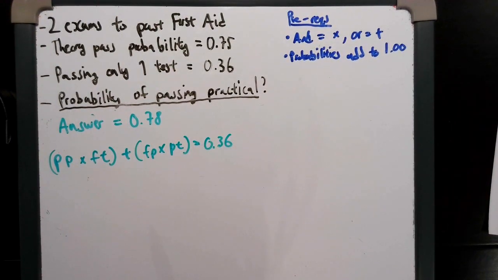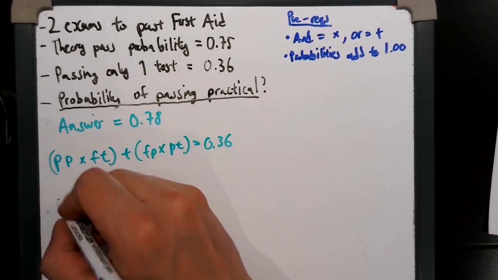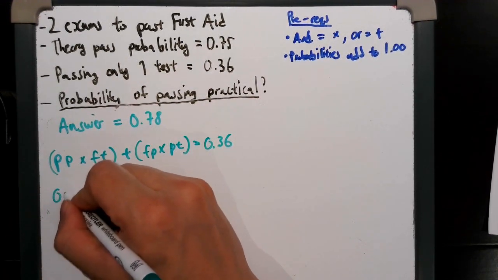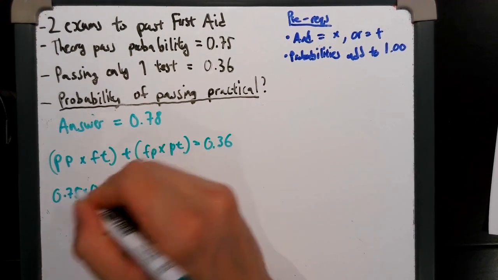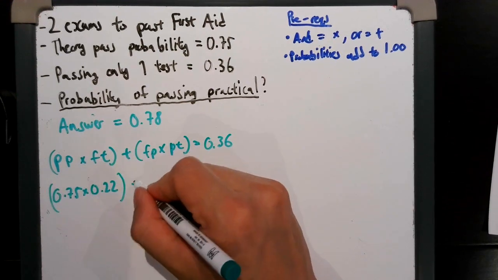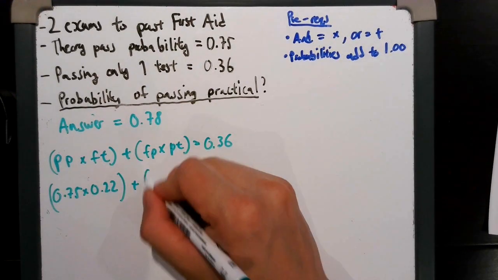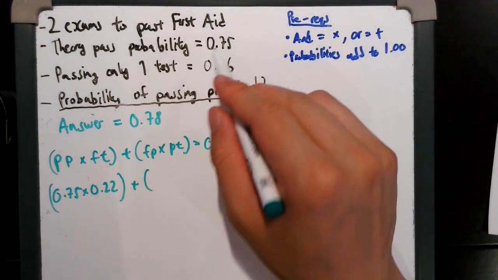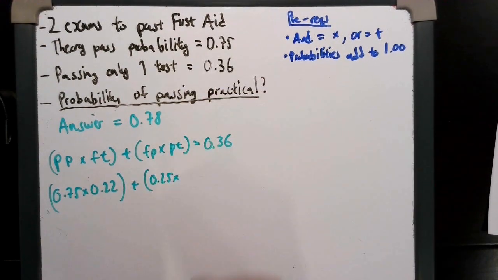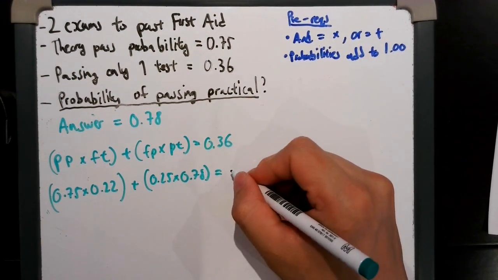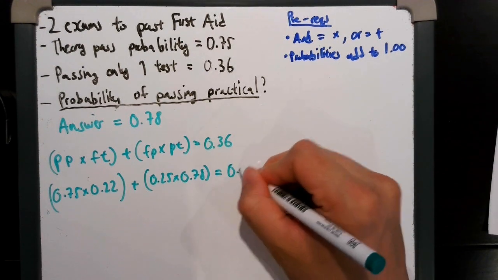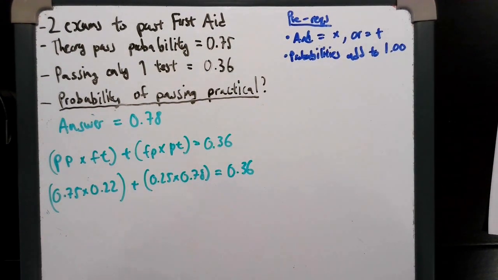So we can actually write this out in full. Here we have 0.75 times 1 minus our answer, which is 0.22. Again, these brackets are necessary, but they're just going to help us compartmentalize stuff. Fail practical, which is 1 minus 0.75, so 0.25 times 0.78, our answer. That should equal 0.36.